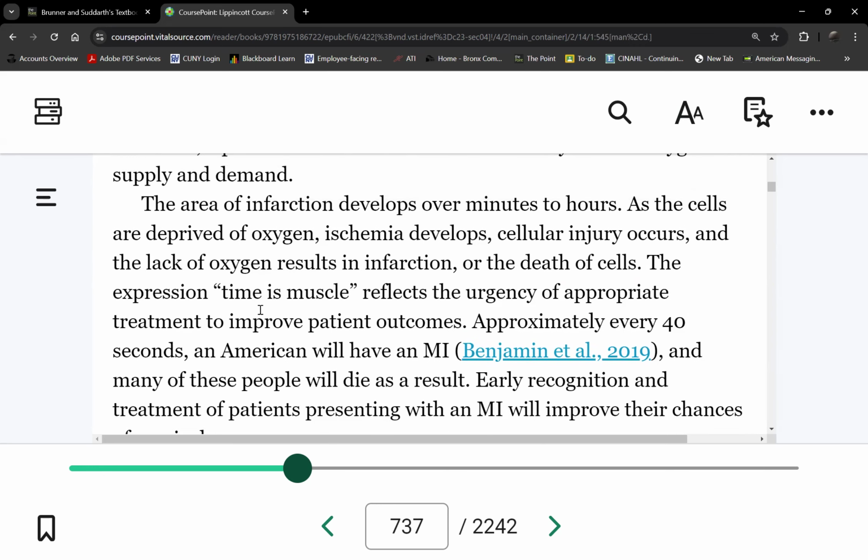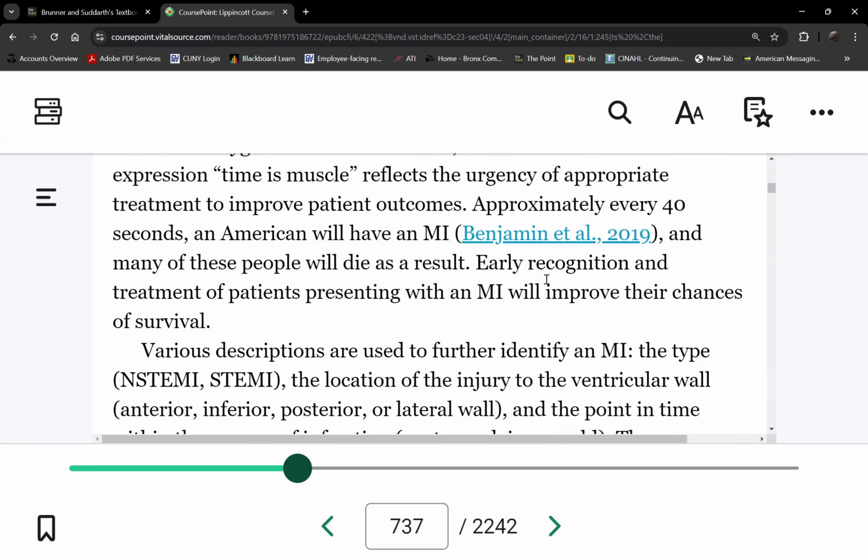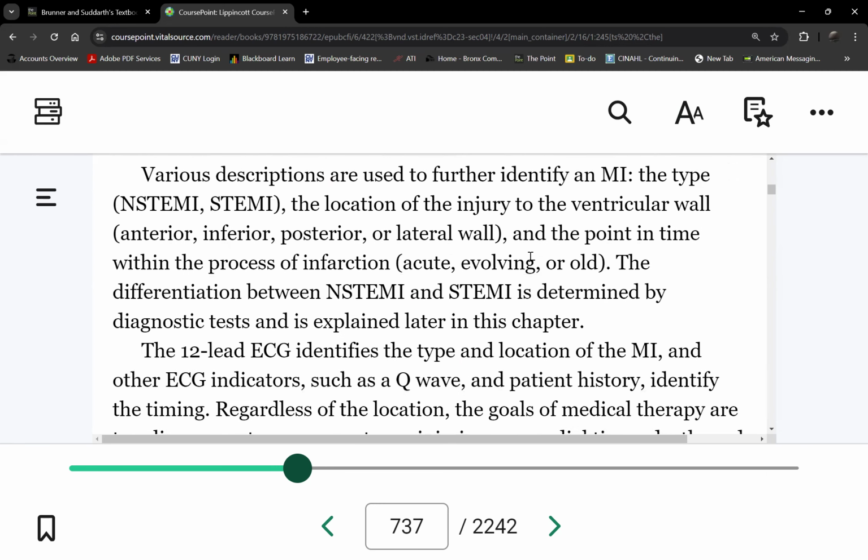So just like stroke, time is muscle. In the case of stroke, it's time is tissue or time is brain. So time is muscle is for the heart. So there's urgency here. So the patient needs to have that artery open.